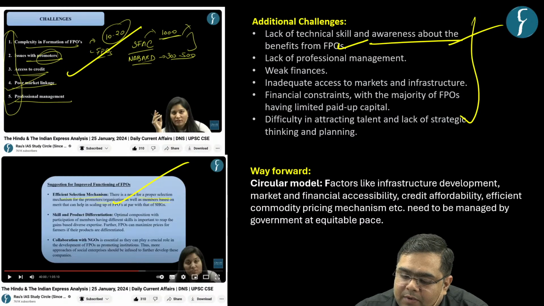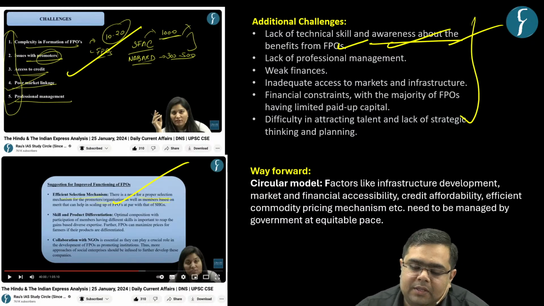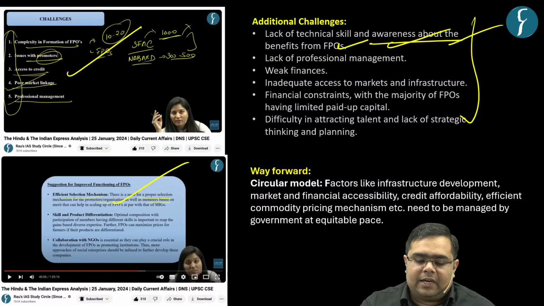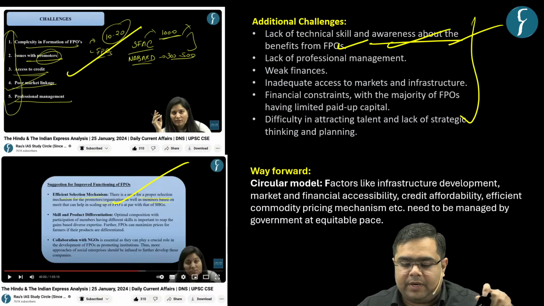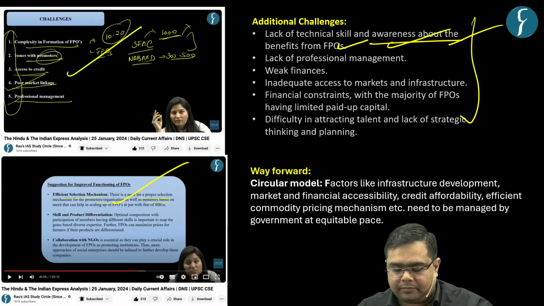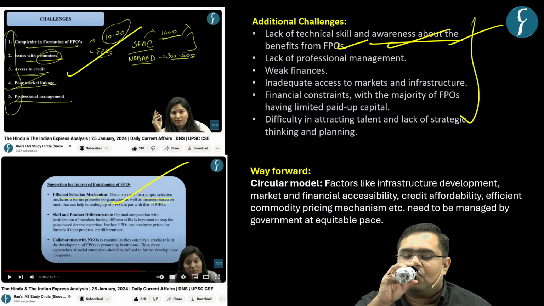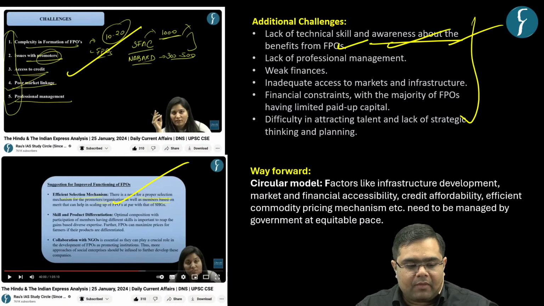So what is the first point? That is lack of technical skill and awareness about the benefits of FPO. So it is again seen with a skeptical spirit, and people do not trust them. They have an attitude that this is a new form of zamindari system.